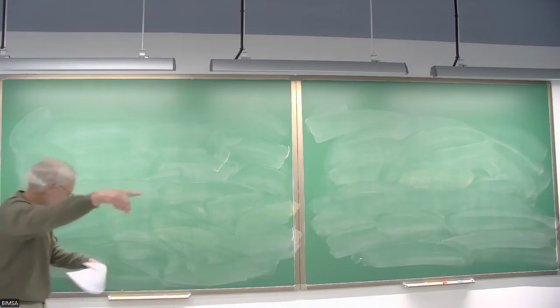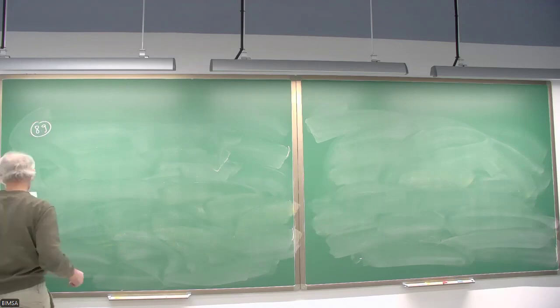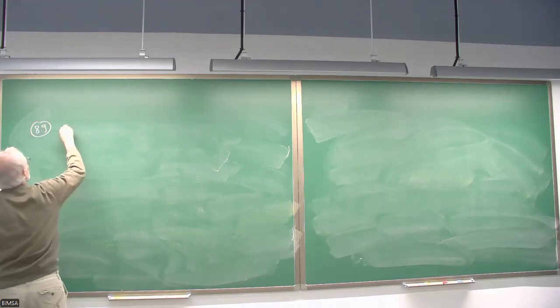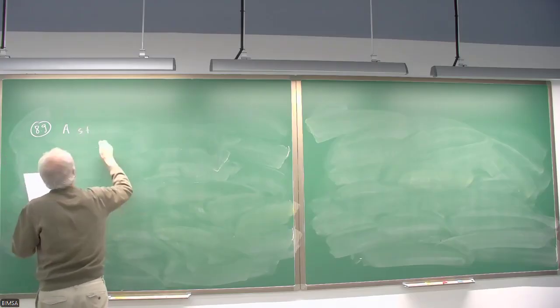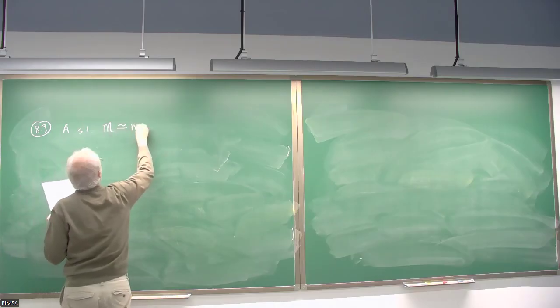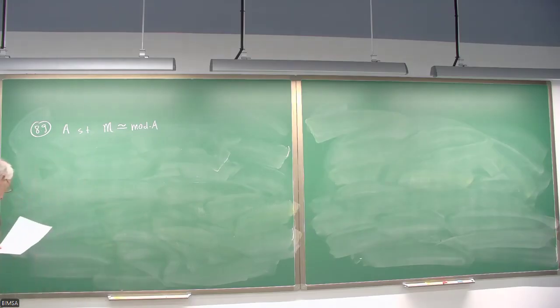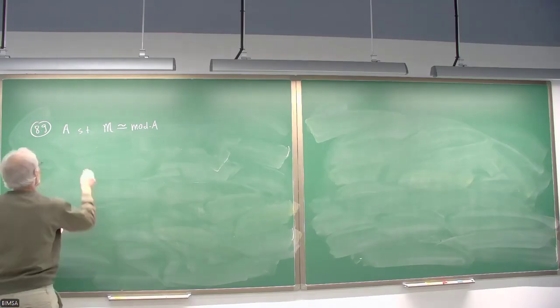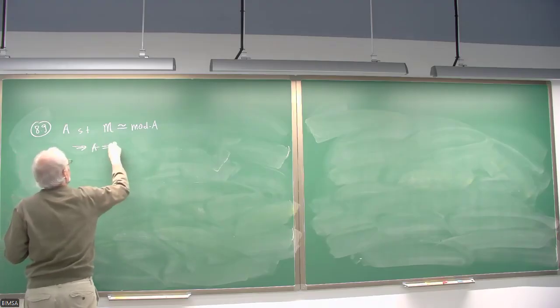So there was a question which is answered by the next statement. If I have any algebra A in C such that a given module category M is equivalent as a module category to the category of right A-modules, then actually A must be of this form.